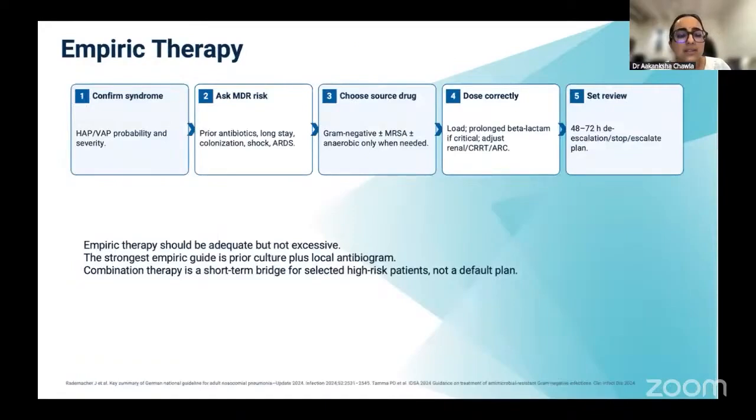So what does your empirical therapy look like? How do you plan it? So for empirical therapy, you've confirmed the clinical syndrome. You assess the MDR risk based on the risk factors that we just talked about. Then you choose the right drug: gram-negative coverage, MRSA if the risk factors are present, and anaerobic only when it is needed. Then you load. We've talked about this as well. Always give a full loading dose irrespective of the patient's renal function in critically ill patients, and you adjust based on the renal phenotype and in obese patients, and we review at 24 to 48 hours.